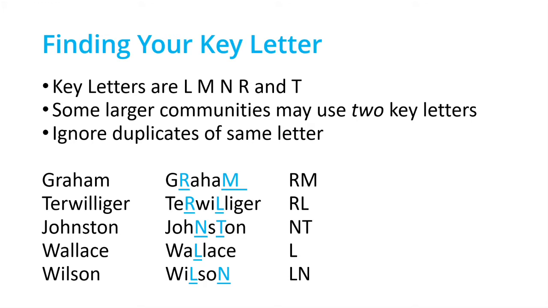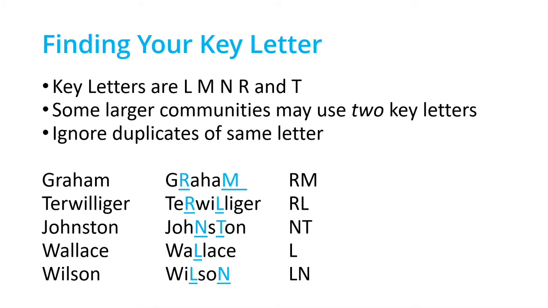And in some larger communities, you might see the grid use pairings of key letters simply to make the sections a little more manageable when you're looking for citations. In that instance, you ignore duplicates of the same letter. So here's some more examples.